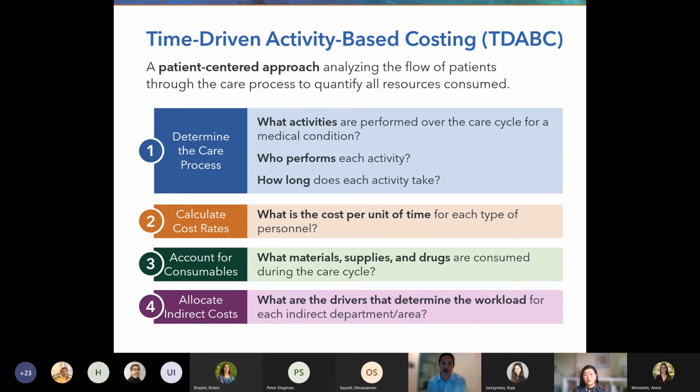Step 3, we have to account for consumables. And step 4, we have to account for overheads by allocating indirect costs. I'll now hand things over to Hui.